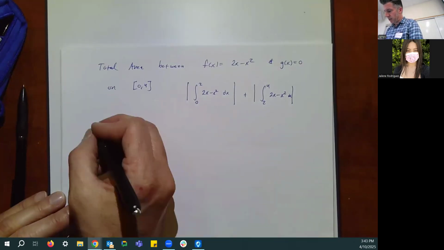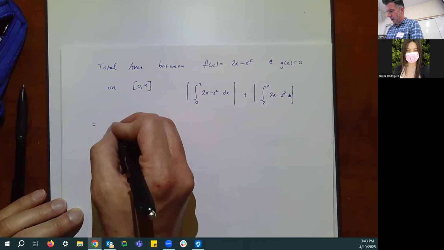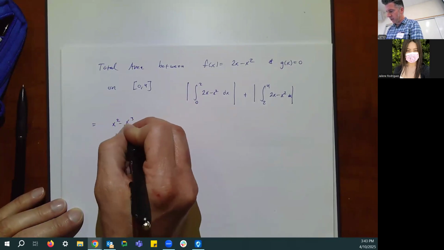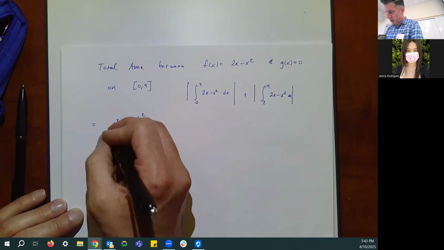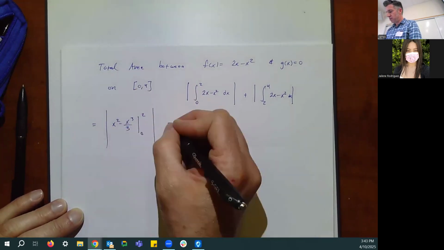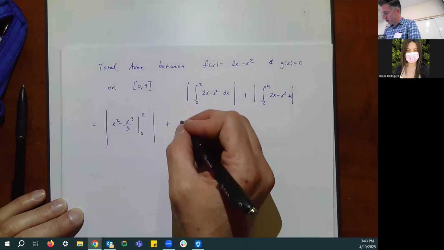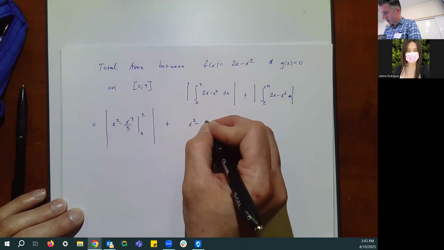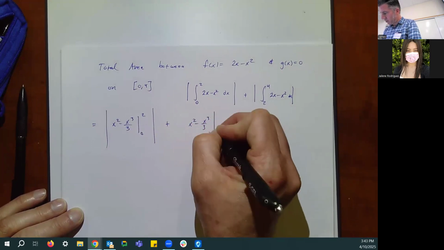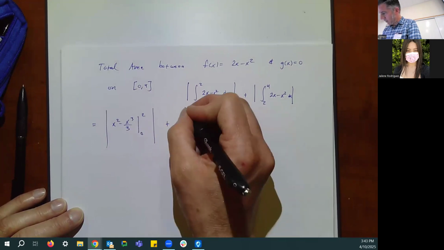So then we would get the same sort of results. We'd have x squared minus x cubed over 3 evaluated from 0 to 2, absolute value of all that, plus the same thing over here, x squared minus x cubed over 3 from 2 to 4, absolute value of all that.